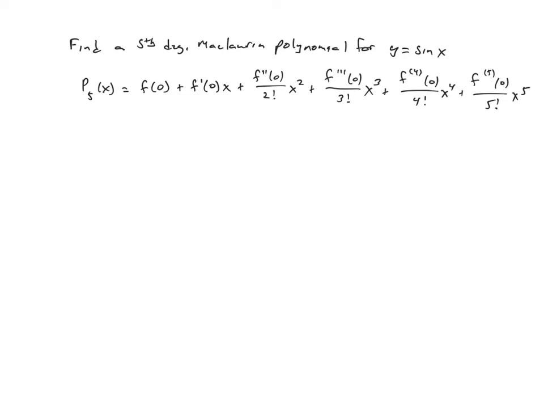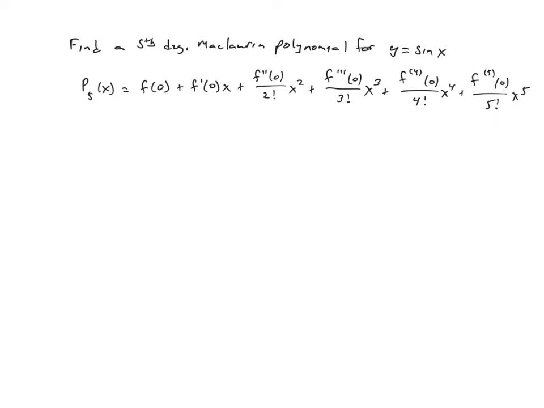So now in this example, we're going to find a fifth degree Maclaurin polynomial for y equals sine of x. Remember, because we're dealing with the Maclaurin polynomial, c is 0. So our general form for this fifth degree polynomial is going to be f of 0 plus f prime of 0 times x plus f double prime of 0 over 2 factorial x squared, f triple prime of 0 over 3 factorial x cubed, plus the fourth derivative of f evaluated at 0 over 4 factorial x to the fourth, and the same thing for the fifth derivative of f evaluated at 0 over 5 factorial x to the fifth.